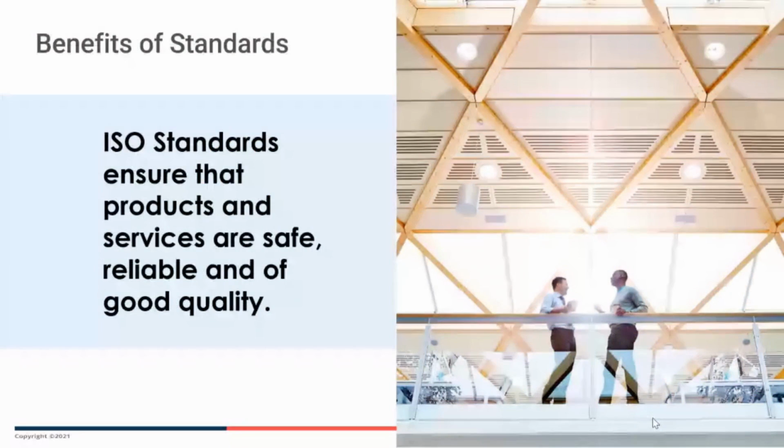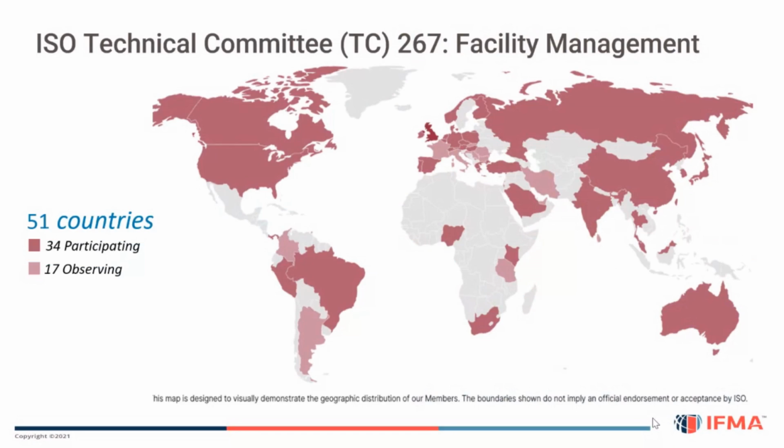ISO standards ensure that products and services are safe, reliable, and of good quality. They are strategic tools that we use to reduce costs by minimizing waste and errors and increasing productivity in the delivery of services. They help most companies to access new markets, level the playing field for developing countries, and facilitate free trade and fair global trade.